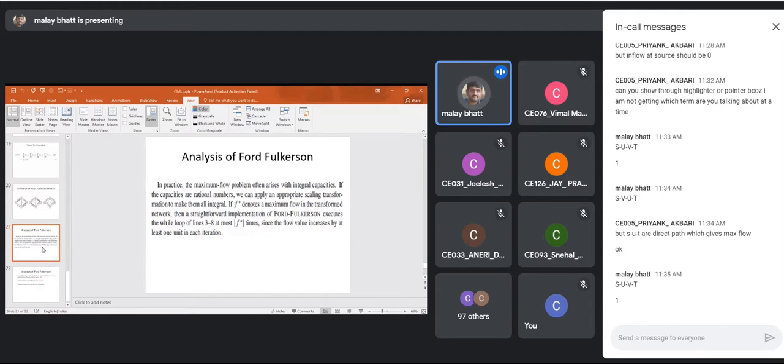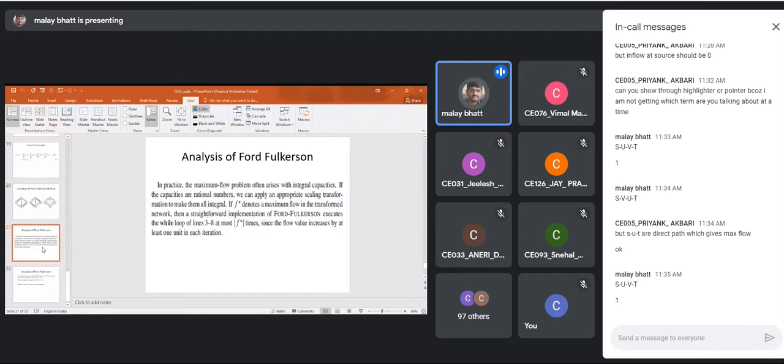an increment of 1. It will never be 0 or negative. Every iteration will increment the flow value. It will never decrement. It will never remain constant. Right? And that increment will be at least 1 unit. So we can say that the while loop of lines 3 to 8 executes at most |F*| times.